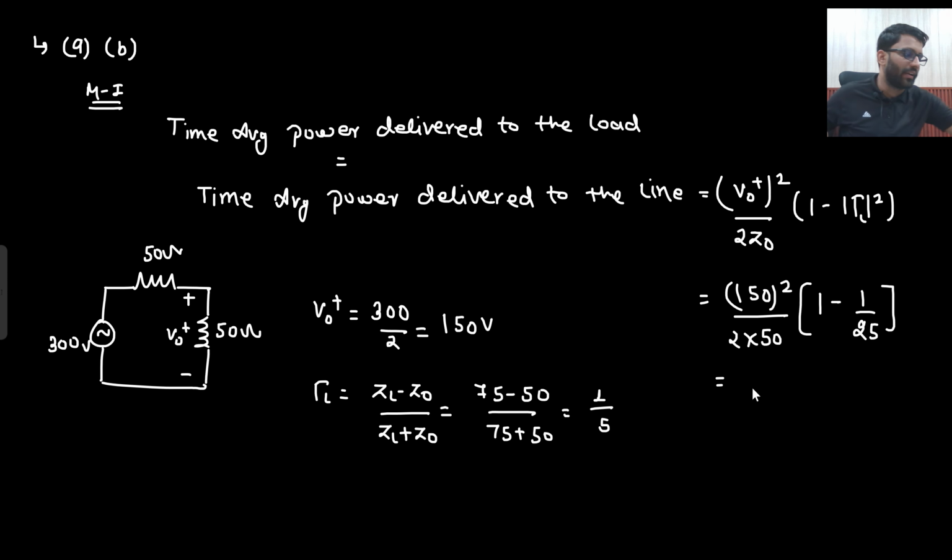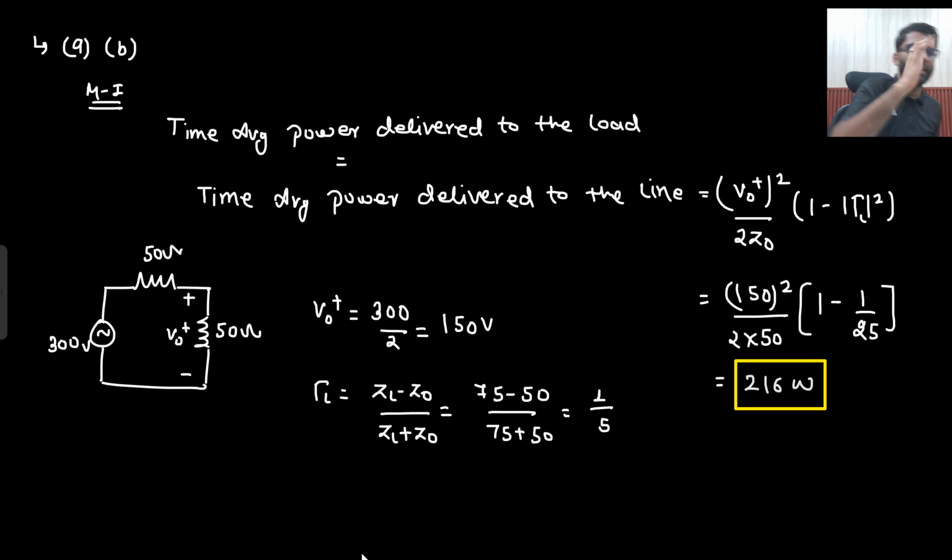If you solve it, what are you getting? 150 into 150 into 24 by 25, because 1 minus 1 by 25 is 24 by 25, divided by 100. So you are getting 216 watt. So this is method 1, right? First you see what will be the power incident on the transmission line, what will be the power reaching towards the load. Some power will be transmitted, some will be reflected back. The power that is transmitted equals the power delivered to the load or to the line. So this is method 1.